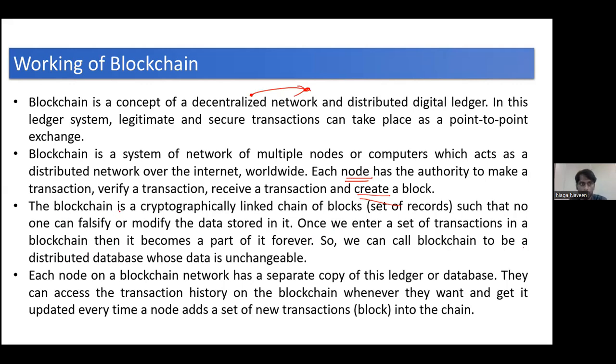Next, the blockchain is a cryptographically linked chain of blocks, that is, a set of records, such that no one can falsify or modify the data stored in it. How can I say this statement? With the example which we discussed earlier, if a hacker tries to hack a system and tries to change the data present in a blockchain, what will happen? We have seen. So now I can say this statement with confidence that no one can falsify or modify the data stored in it. Okay.